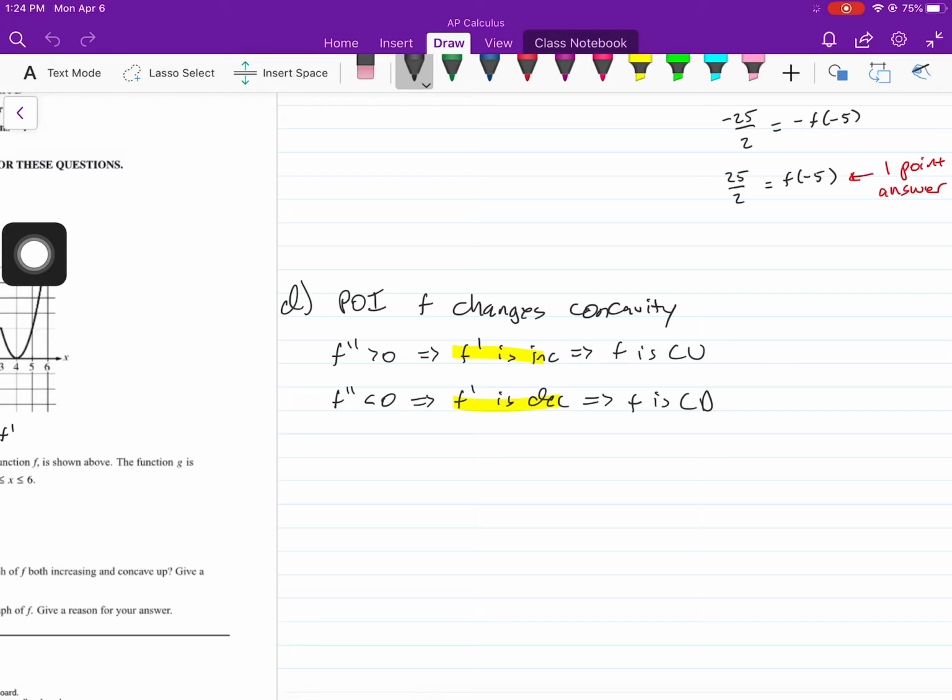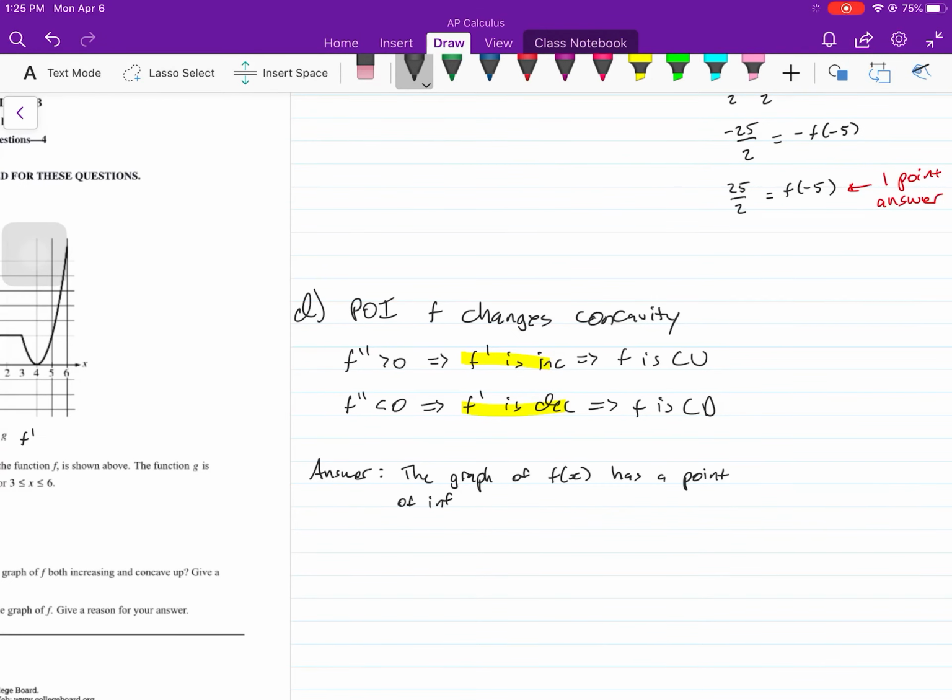So your answer would be, here's your answer. The graph of f has a point of inflection at x equals 4 because f prime changes from decreasing to increasing at x equals 4.